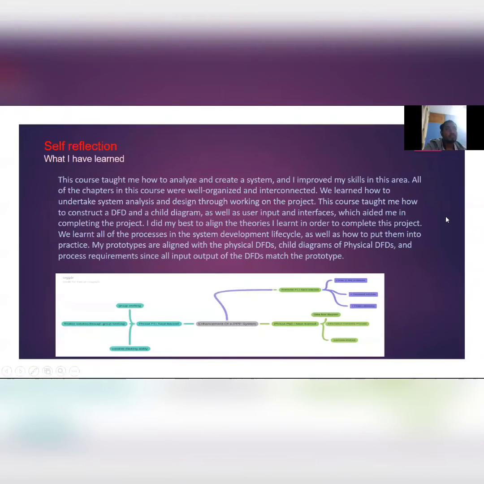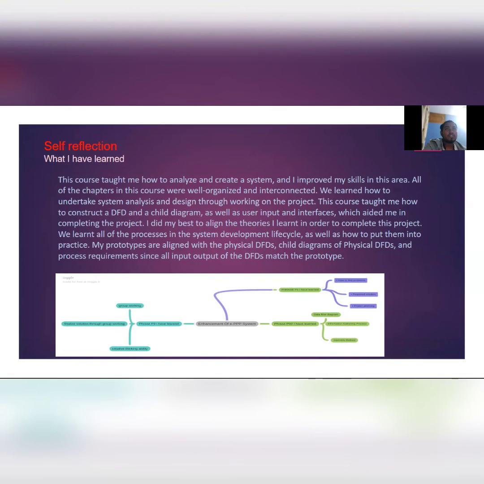Then we go to our self reflection, and what I have learned from this course. This course taught me how to analyze and create a system, and I improved my skills in this area. All of the chapters in this course are well organized and interconnected. We learned how to undertake system analysis and design through working on the project.